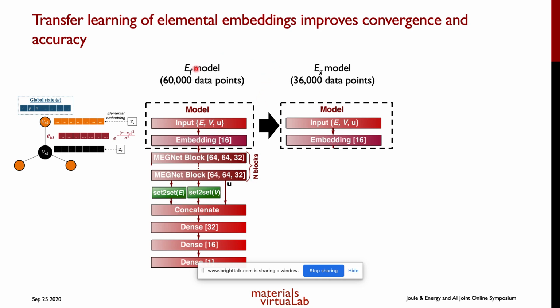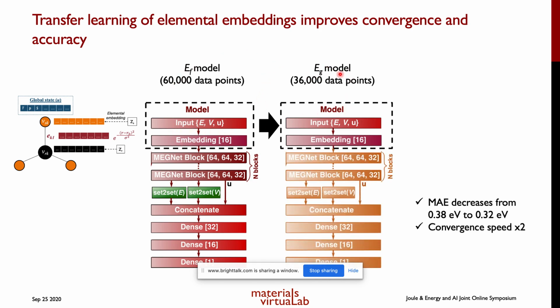So for example, if we transfer this elemental embedding to our band gap model, and then we retrain the model in terms of the MEGNet blocks, we can actually significantly decrease the MAE from 0.38 eV to 0.32 eV in our band gap, and we actually also significantly improve the convergence speed by a factor of 2.